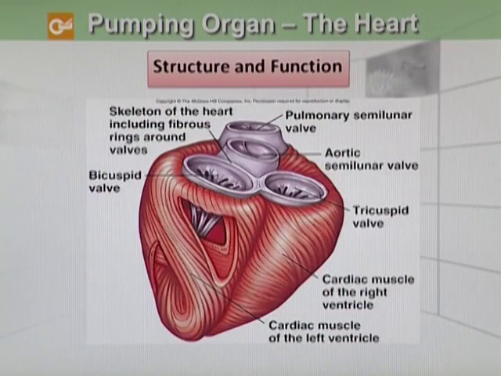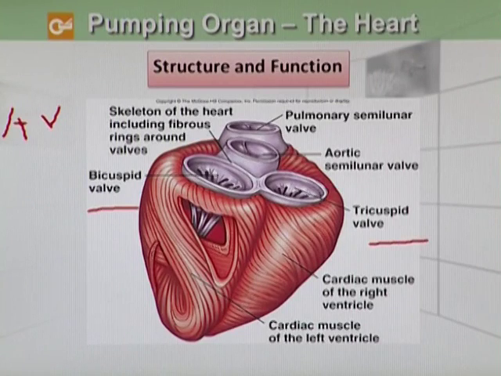Now we will see various kinds of valves present in the heart. Actually, the heart has 2 pairs of valves. One pair is the atrioventricular valves, and they guard the opening between the atria and the ventricles. They are known as AV valves. We can see here the bicuspid valve and the tricuspid valve.